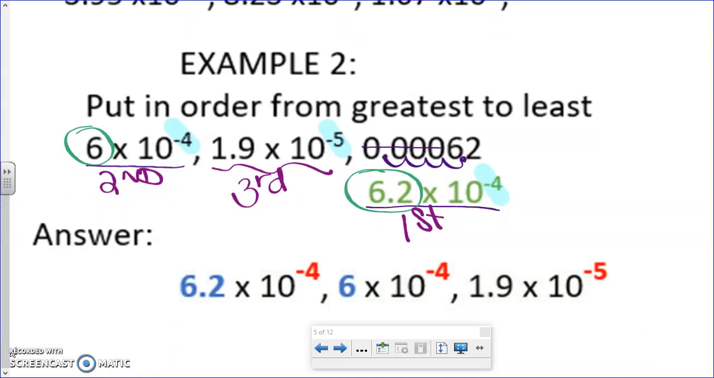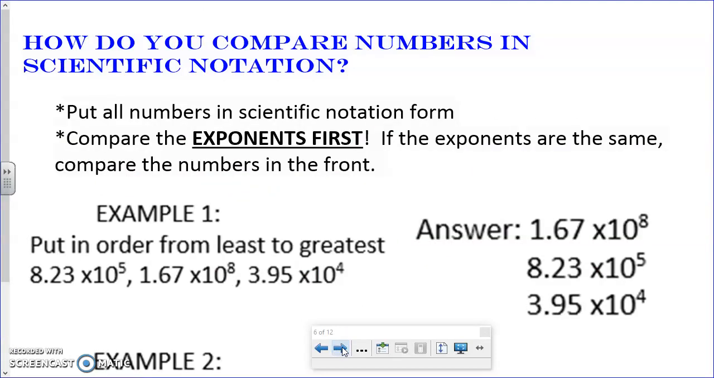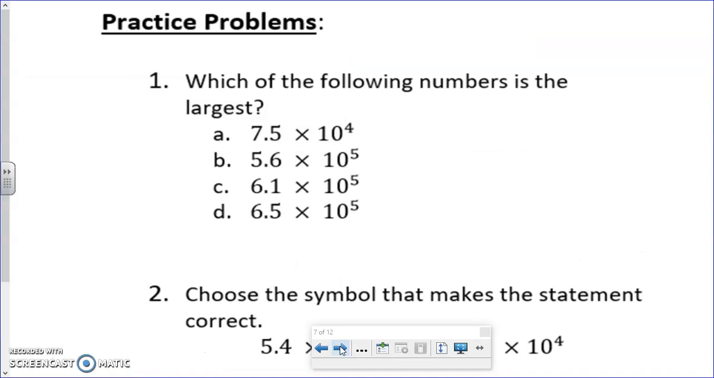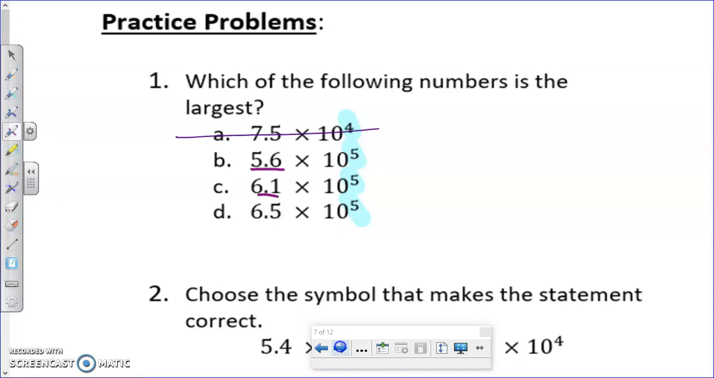Now we're going to go and do some practice problems. So, practice problem number 1. The question says, which of the following numbers is the largest? So the first thing I look at are the exponents. When I look up here at the exponents, I have a 4 and 3 5s. I automatically know the 4 is not the largest, so I get rid of it. Next thing I'm going to do is look at the first number of all the ones with the exponent of 5. And I have 5.6, 6.1, and 6.5. I'm then going to pick the biggest number, which is 6.5. So the answer is D.